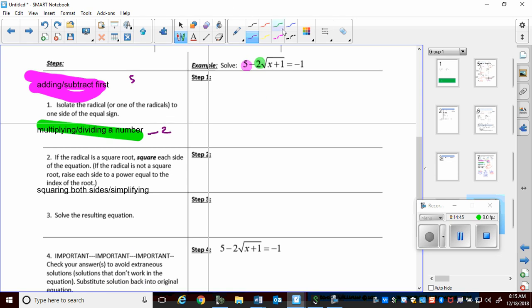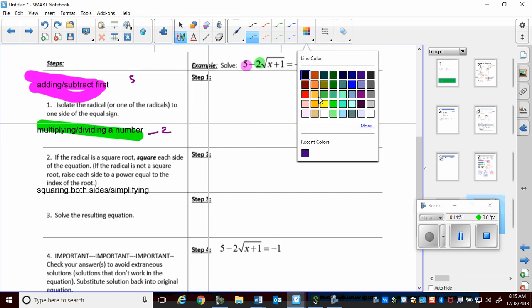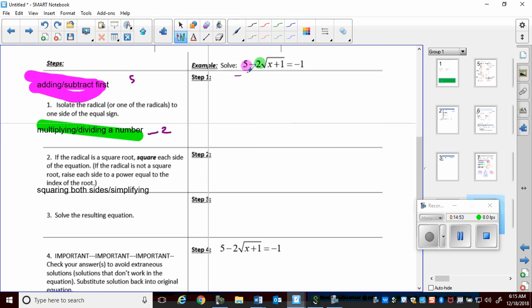Okay. So I'm going to subtract 5 away first, and I'm going to use purple. So -5 on both sides. The difference between the radical from last time is that there's more than one number under that radical sign. So we're going to have to do an additional step after squaring both sides and simplifying. But this goes away. This becomes -2 times the square root of x plus 1 equals -6.